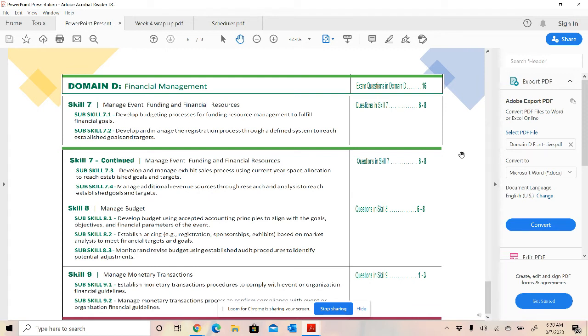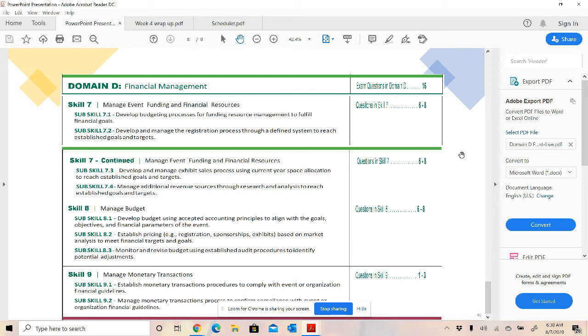Monitor and revise budget using established audit procedures to identify potential adjustments. So we talked about how we're always monitoring the budget, right? And making adjustments and things like that. Start with projections, and as you have your actuals, you plug them in and make adjustments. You're always monitoring and revising that budget. So relying on your KPIs and your milestones to really help guide you.